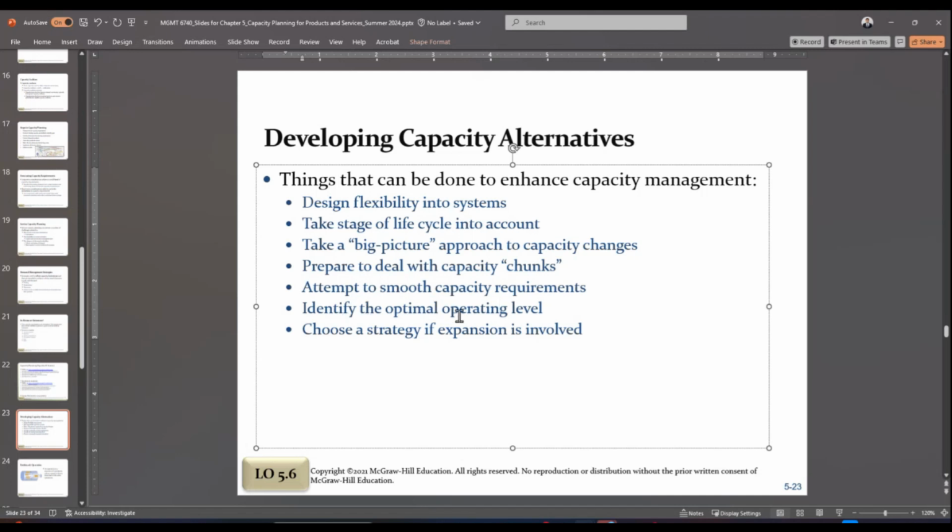Try to run at optimal operating levels. And I think we'll be talking about this in the next two lectures also, when we get into the quality part of it, quality management and quality control. And choosing a strategy for expansion is involved. If you are literally expanding your facility size by adding more real estate as well as more equipment, it has to be done in a strategic way. And when I say the word strategy, you're looking at the long term.